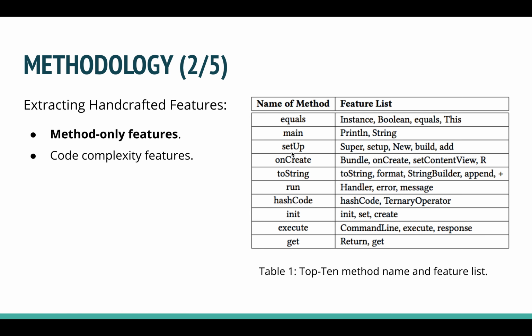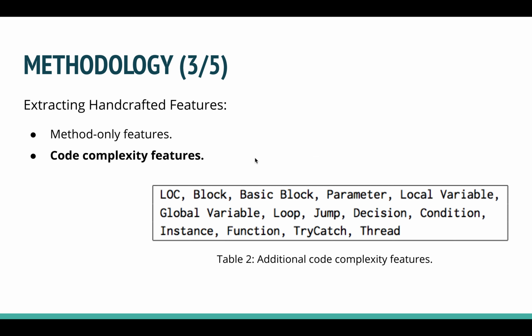Then for each method, we do our best effort to find discriminant features by inspecting the training dataset. The table shows the handcrafted features for each method. In total, we have 33 method-only features for these top 10 methods. Another important metric of interest might be code complexity features. The intuition is that similar methods may have similar patterns such as the number of lines, variables or conditionals. Therefore, we further extend the handcrafted features with an additional 14 code complexity features such as lines of code, basic blocks, number of loops, try-catch, threads, or conditions.